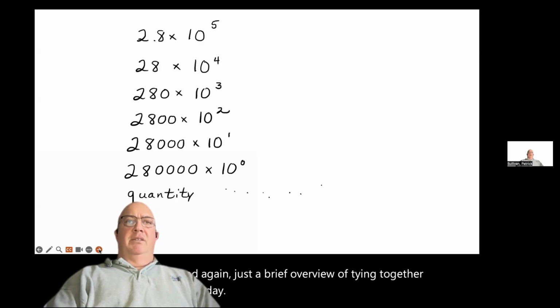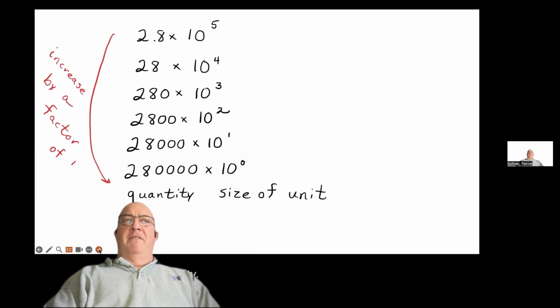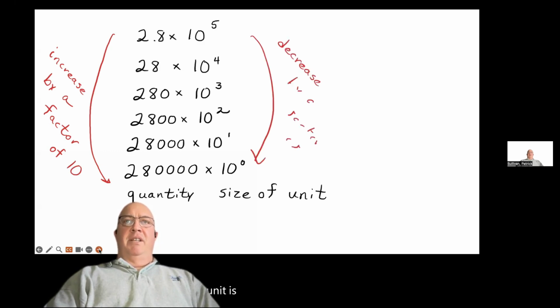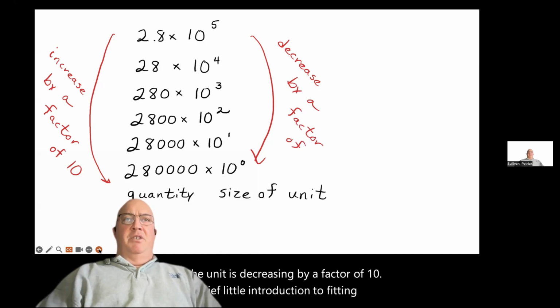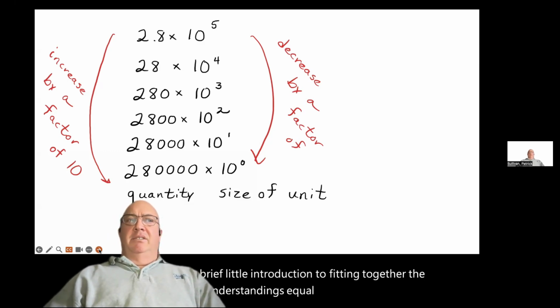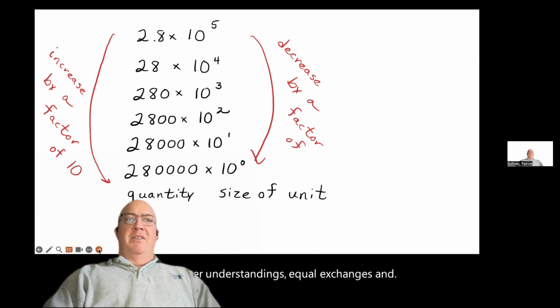Again, just a brief overview of tying together some ideas from yesterday. We have the quantity, we have the size of unit. The quantity is increasing by a factor of 10, so we're creating equal exchanges because the size of unit is decreasing by a factor of 10. So there we go. Just a brief little introduction to fitting together two of the superpower understandings, equal exchanges and numbers as a tethering of quantities and sizes of units.